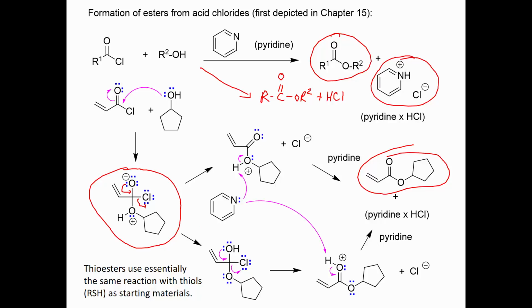All right, the alternative mechanism. Okay, let's just forget that I drew that arrow, is to go ahead and transfer the proton. Okay, this is what we call the self-neutralization.